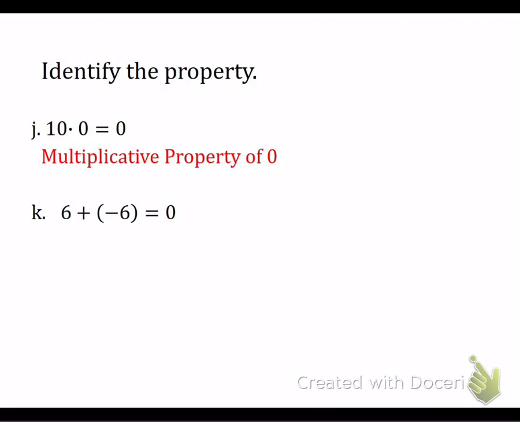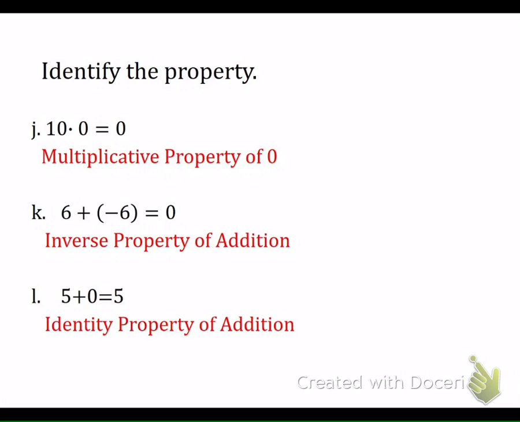Okay, if you have a 6 and you add a -6, they both go away and you get nothing. That's the inverse property of addition. No. Almost there. Don't put your notes away after the next example, though. Okay. 5 plus 0 equals 5. The identity property of addition. Phenomenal.